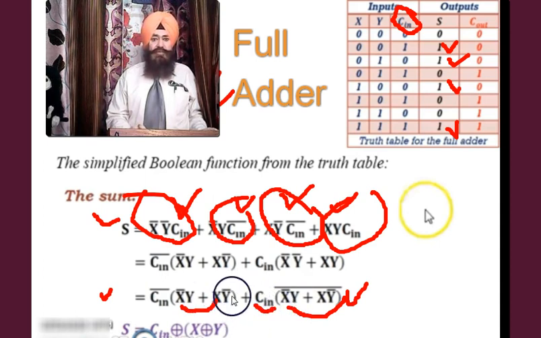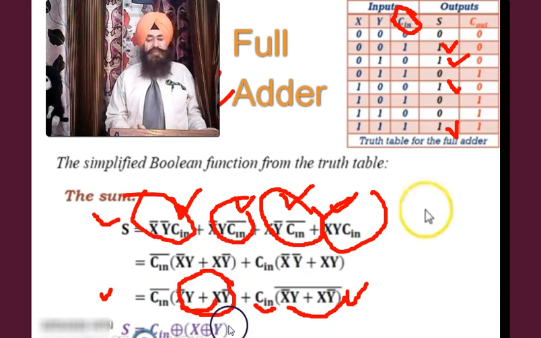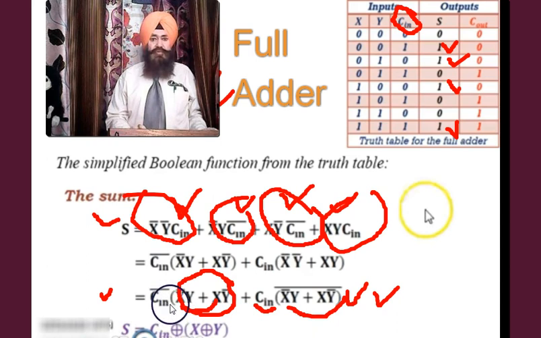So this is nothing but the exclusive OR operation between this and this. And this function is again the exclusive OR between X and Y. So ultimately there is an exclusive OR between all three inputs: C in, X, and Y. So this is our final result.